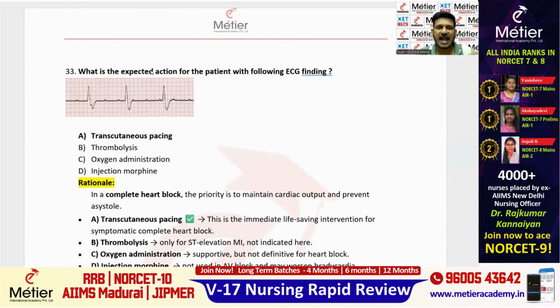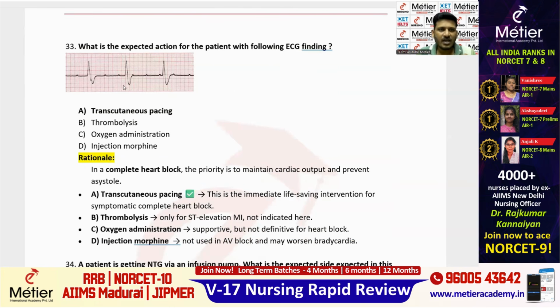What is the expected action for the patient with the following ECG finding? See, just understand the concept here. This is one QRS complex. This is the second QRS complex. The interval between these two QRS complexes is wide. And the QRS complex is also narrow.